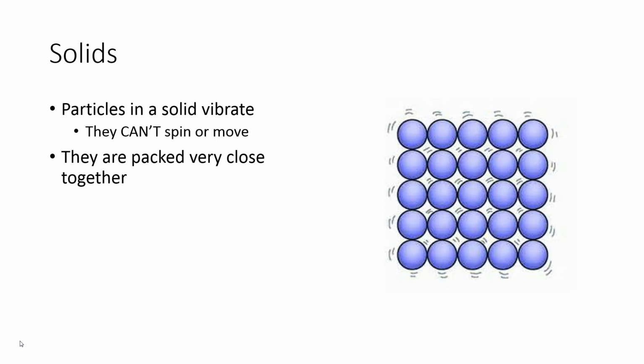All right, now there are three different states of matter. The first state of matter is a solid. Particles that are in a solid vibrate. That's how they are not motionless. So they are vibrating in their positions. But they can't spin and they can't move from place to place. They're locked, as you can see in the picture on the right, in a really rigid pattern, a really rigid structure, and they vibrate in their fixed positions. They're packed very, very close together.